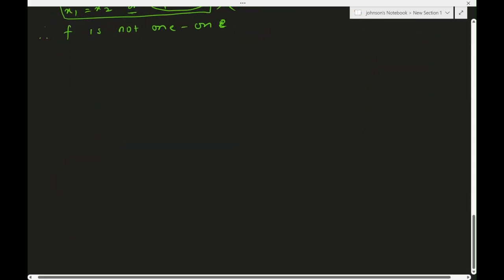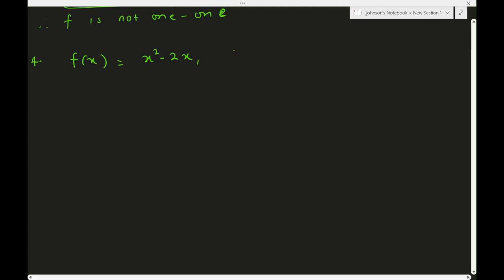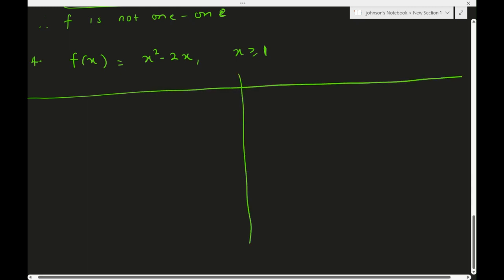Okay, now let's go quickly to the next question, which is question number 4. Question number 4 is what? It's f of x in this case is x squared minus 2x. And there is a condition that x should be greater than or equal to 1. So let's see what happened here. Now, for this one, I think we can use both.